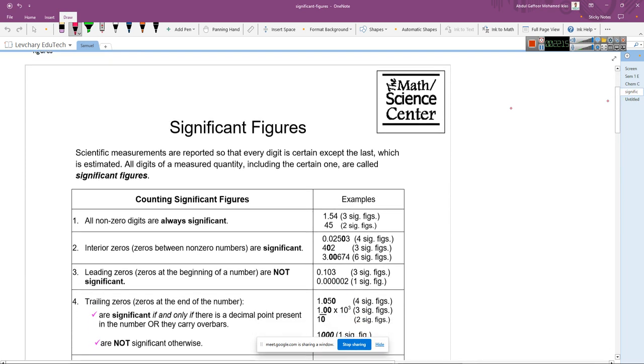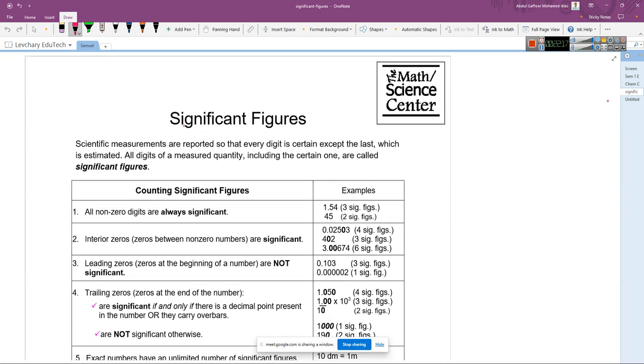Right. So now you see significant figures. Scientific measurements are reported so that every digit is certain except the last, which is estimated. All digits of a measured quantity, including the certain one, are called significant figures. Right. So this is another definition. We can simply say the number of digits that can contribute to the accuracy of the measurement.